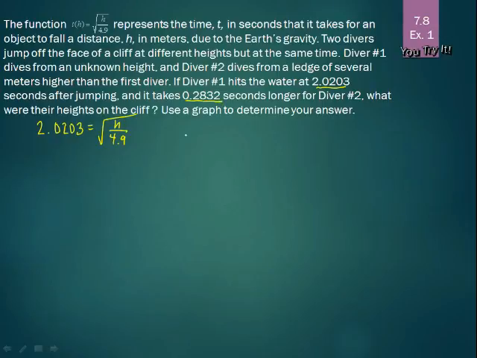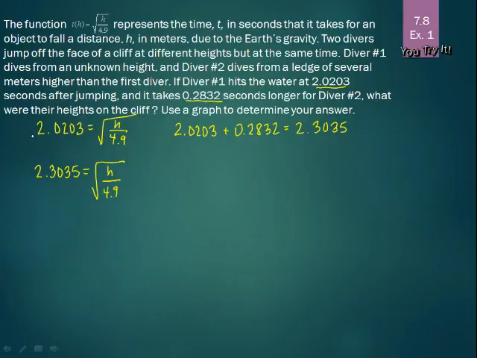2,832/10,000. And so we can just add that to the first diver's time, and that will give us 2 and 3,035/10,000. And so we can use that for our second equation and sub that in for t of h. So having that, then we can just use a calculator to actually solve these.